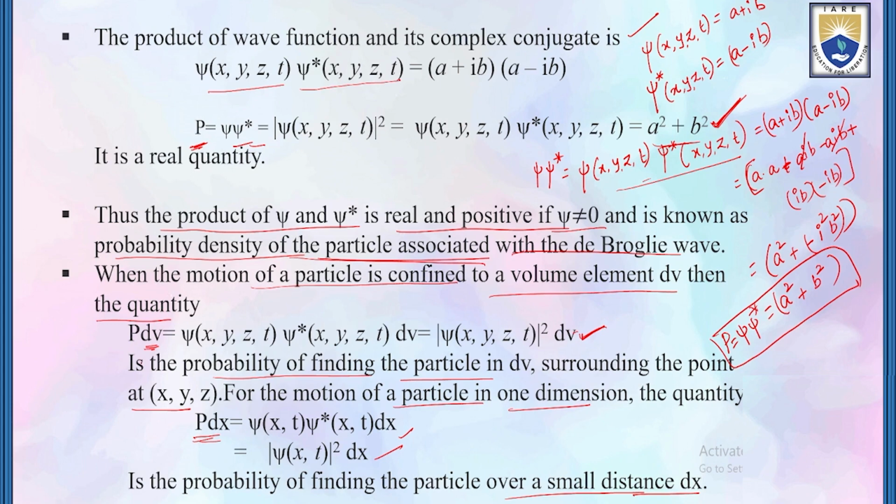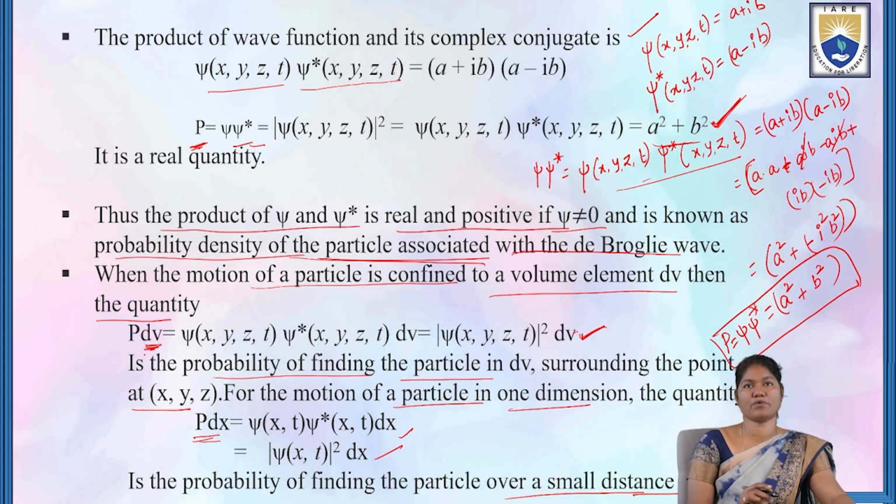Then we took a small volume dV. So what is the probability of finding the particle? P dV is equal to modulus psi of x, y, z, t squared dV. But when we take a single dimension, where the particle is moving in one dimension, the quantity P dx is equal to modulus psi of x, t squared dx. So this is the probability of finding the particle over a small distance dx.